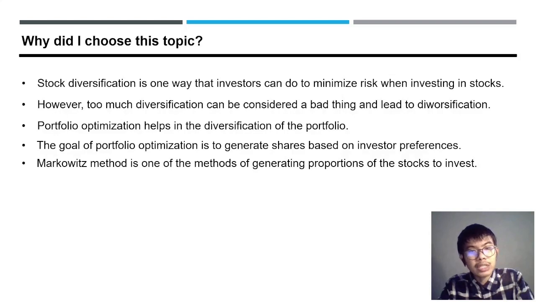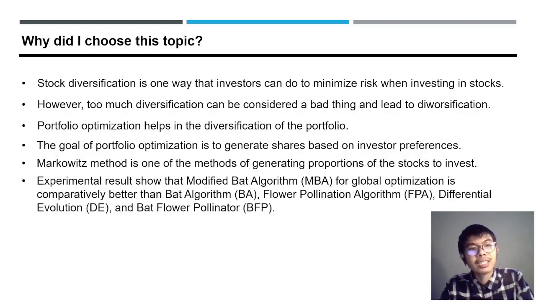Markowitz method is one of the methods of generating the proportion of the stock to invest. For global optimization, I use the modified bat algorithm. Why? That's because experimental research shows that the modified bat algorithm for global optimization is comparatively better than bat algorithm, flower pollination algorithm, differential evolution, and bat flower pollinator.